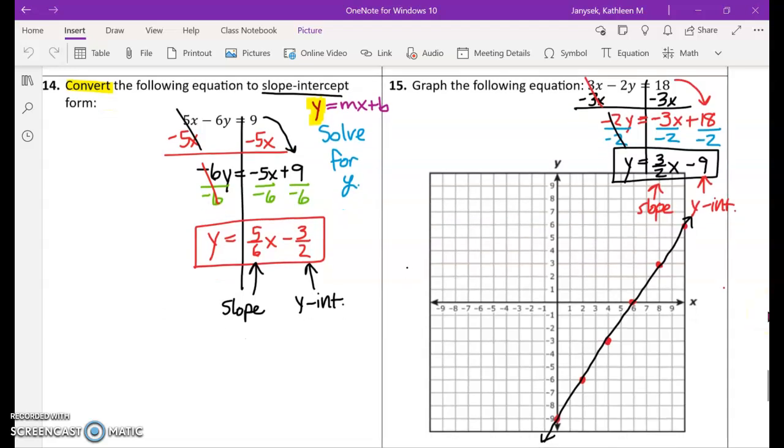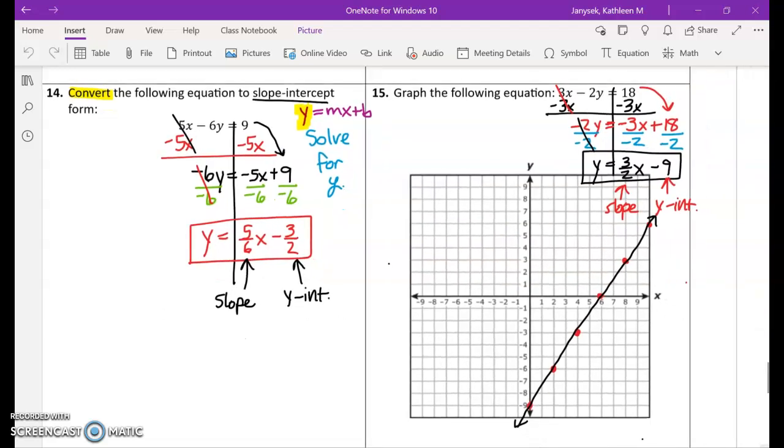Okay, guys, there is your last one. I solved for y, subtracting the 3x and then dividing everything by negative 2, which gave me a slope of positive 3 over 2 and a y-intercept of negative 9, which is where I started. I started by plotting the negative 9 on the y-axis, and I rose 3, ran 2, rise 3, run 2, over and over, and then drew my line.